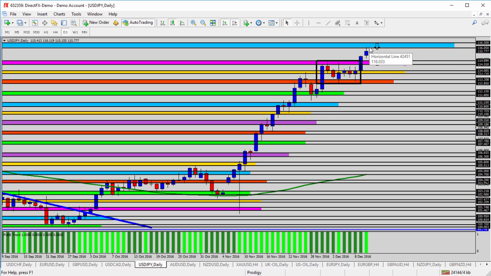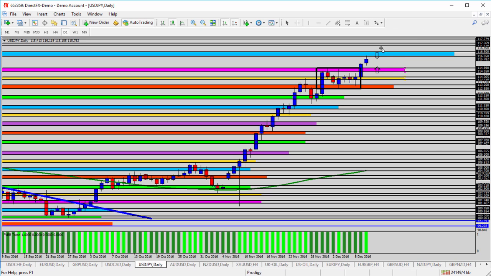So it either needs to go down to the pink zone or break above the blue zone before you would look to go long here on the US yen. Those are the two serious factors about going long. Going short, I don't see any reason to do that right now on the US yen.